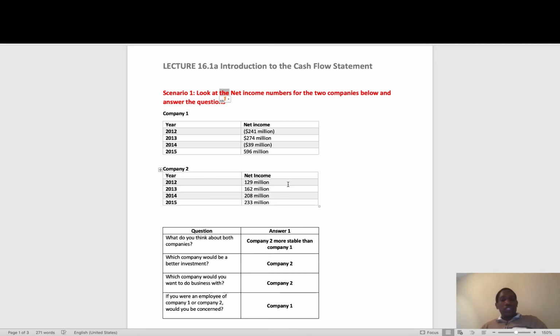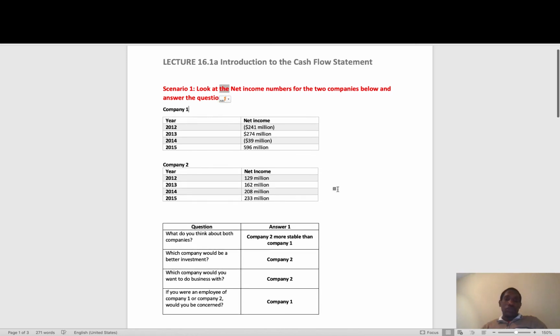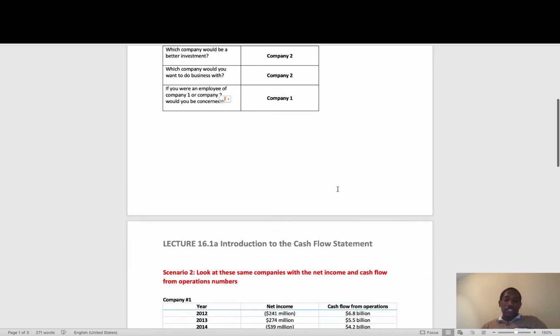All right, so now we're going to look at scenario 2. We're going to keep the same companies, but instead of only showing you the net income numbers, we're going to show you the cash flow from operations numbers, which is the cash flow information from the cash flow statement, which you haven't learned yet, which you're about to learn. So let's take a look at this.